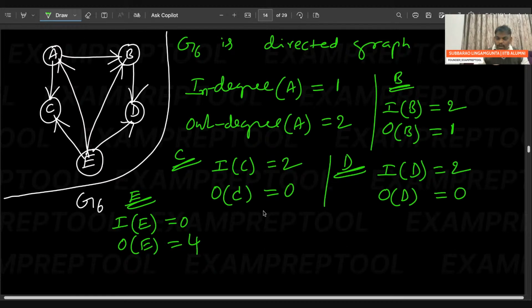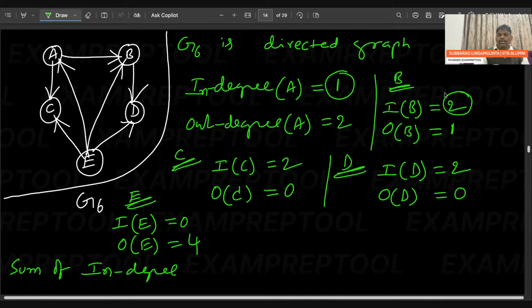Now, observe clearly, very, very important one. Sum of in degrees, count. 1 here, 2 here, 2 here, 2 here, 0 here. 1 plus 2 plus 2 plus 2 plus 0. Only 3 times 2 is 6, 6 plus 1 is 7. Sum of in degree is 7.